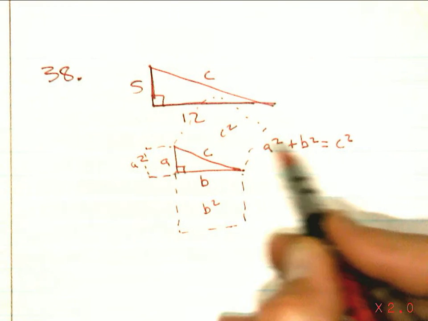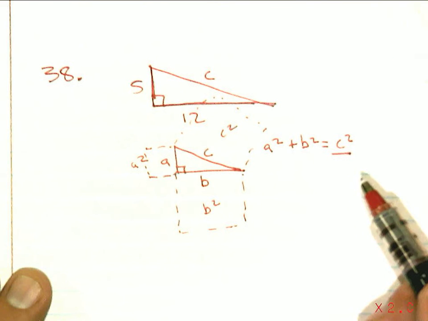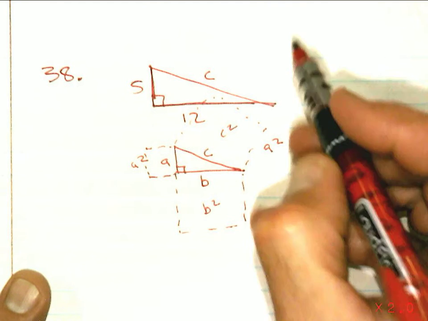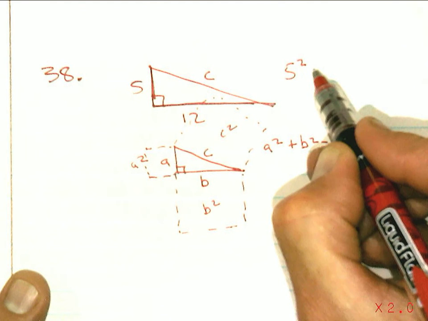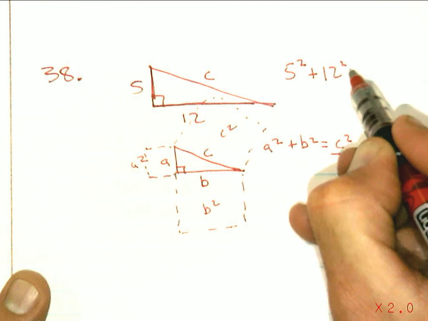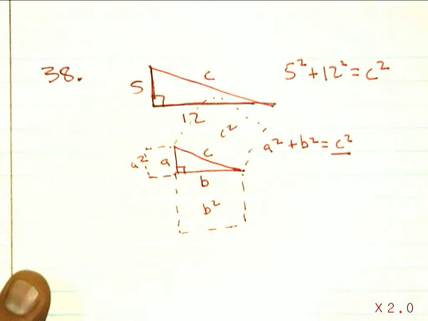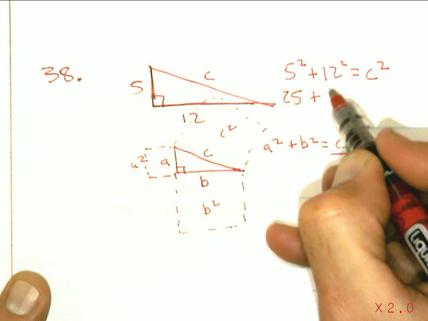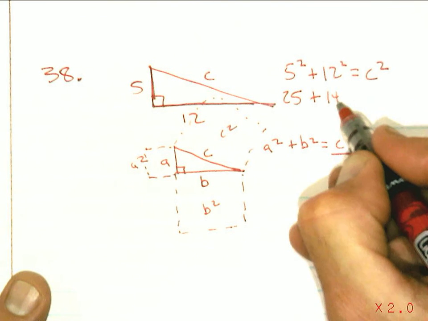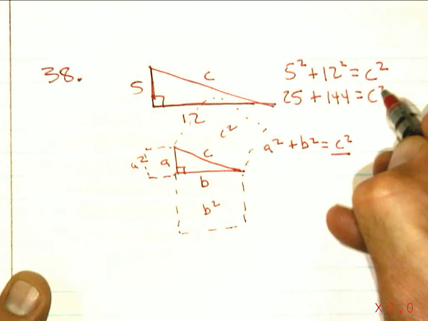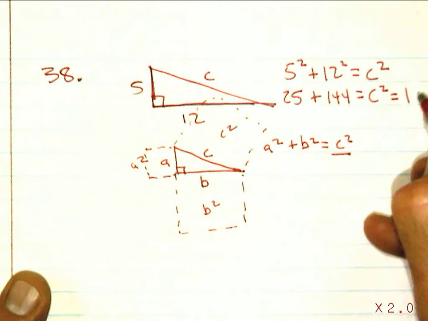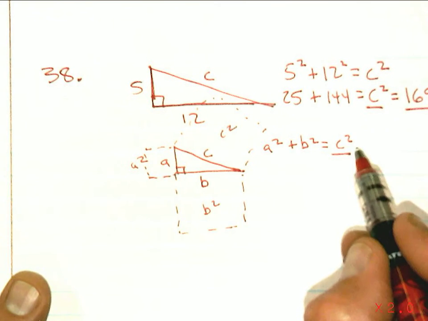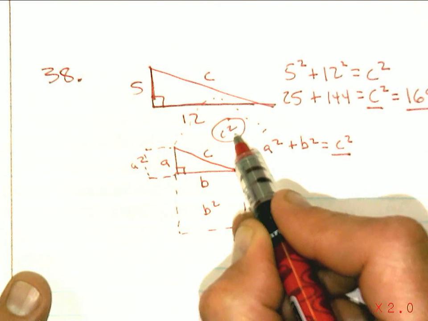It doesn't give me C, it gives me C squared, and this is where oftentimes mistakes are made with a problem like this. Realizing I have a leg and a leg, I can take 5 squared plus 12 squared equals C squared. So 5 times 5 is 25, plus 12 squared, which is 144, equals C squared, which is 169. Now I have C squared, but I don't have C, because what I have is the area of the square of the hypotenuse.